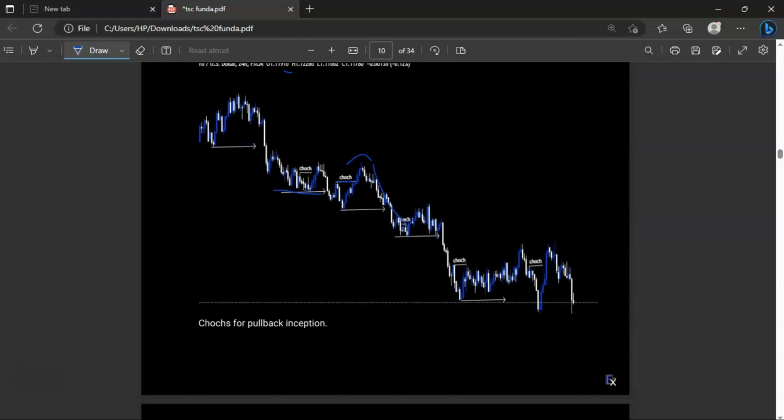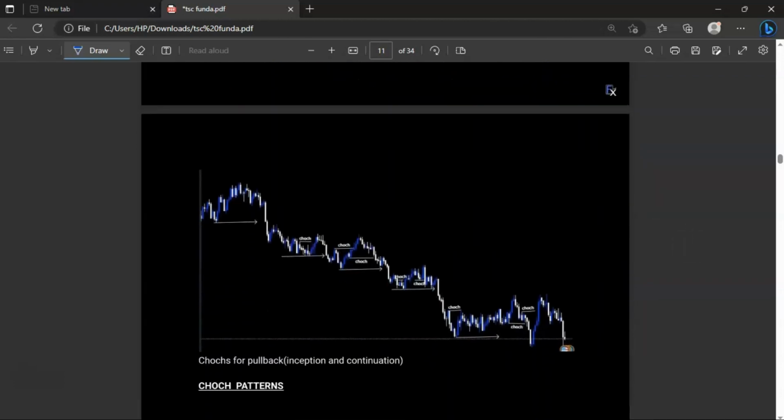And price drops. After a break of structure, you expect a pullback. Before the pullback, a change of character. And that was a change of character there. Price drops again. After BOS, you expect a pullback, and before the pullback, you want to see a chop. That is a chop. BOS, pullback, before pullback, chop. Like that. Okay, this is now a change of character with pullback and also continuation.